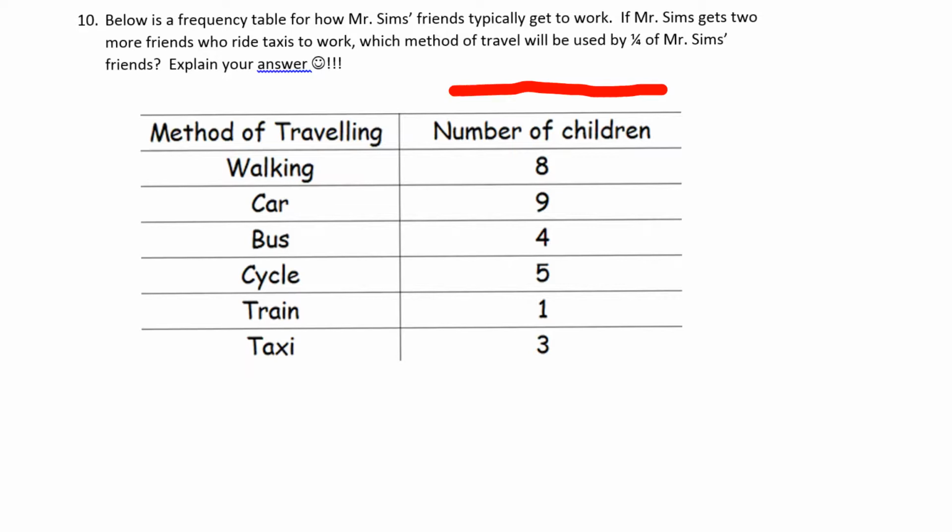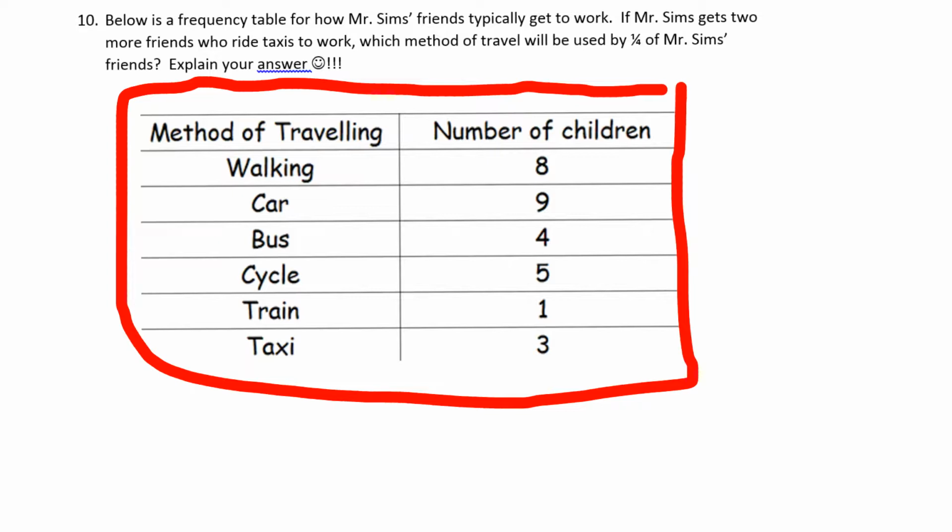So what that means is that we have a table here, and basically what they did was they did a survey of Mr. Sims' friends, and they said, hey, how do you get to work? If they said walking, they gave them a tally mark for walking. Then if another person said a bus, and another person said walking, and this person said a train, and this person said they went cycling. When they were all done with the survey, they had 5 people who said cycling, 4 people who said bus, 9 people who said car, and so on and so forth.